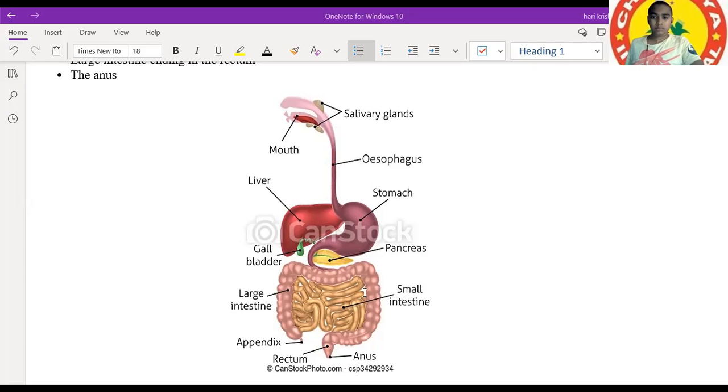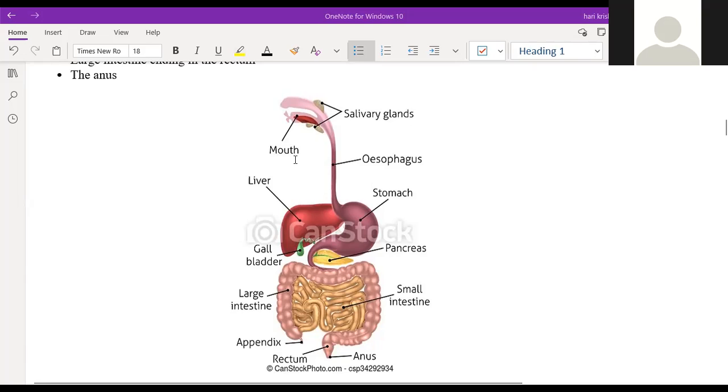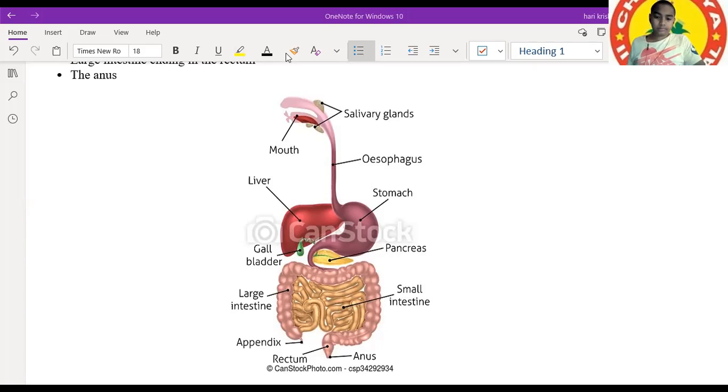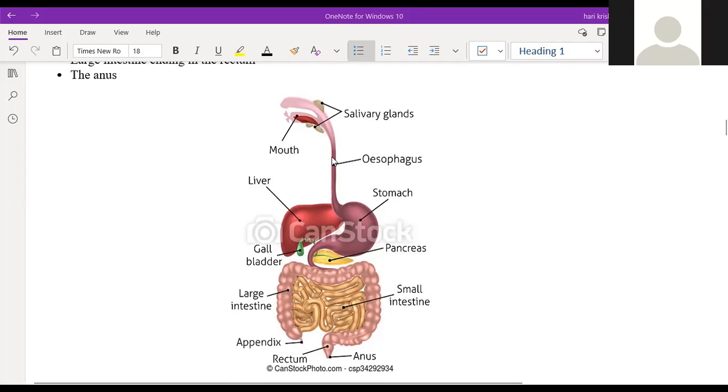What type of movement helps in the movement of food from the mouth to the stomach in the esophagus? The food will go from the mouth to the stomach, right? In the esophagus, there is some movement. What is the name of that movement? Those who know the answer, just raise your hands. Sir, I kept it in the chat. Don't keep it in the chat. Okay, that's the wrong answer. I'm not sure, sir. I don't know. Okay.